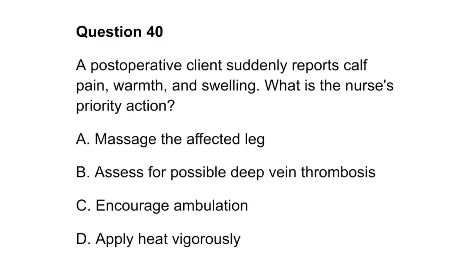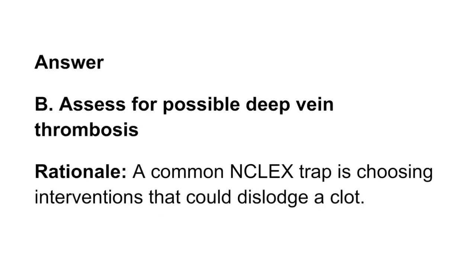Question 40. A postoperative client suddenly reports calf pain, warmth, and swelling. What is the nurse's priority action? A. Massage the affected leg. B. Assess for possible deep vein thrombosis. C. Encourage ambulation. D. Apply heat vigorously. Answer: B. Assess for possible deep vein thrombosis. Rationale: A common NCLEX trap is choosing interventions that could dislodge a clot.